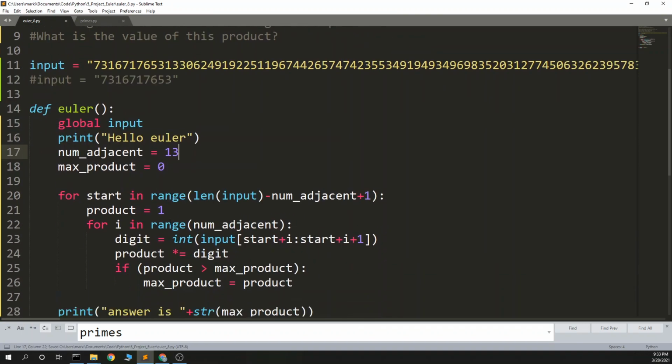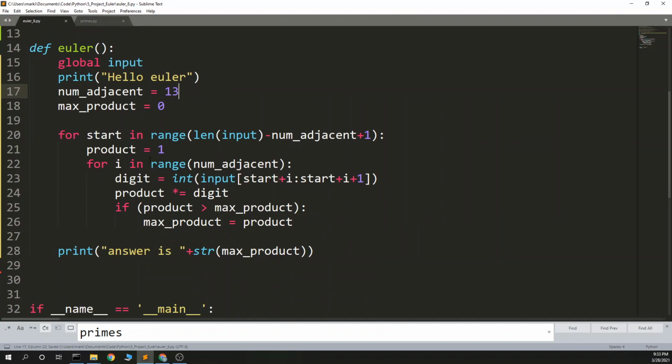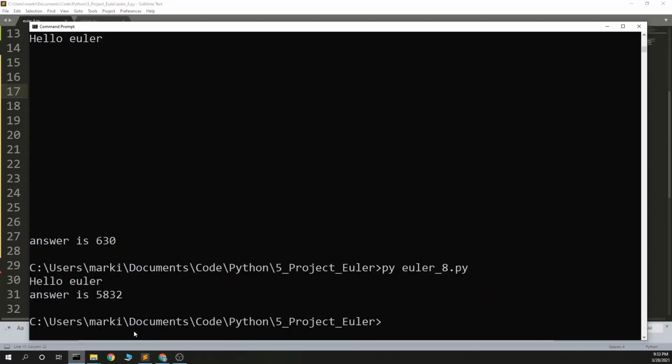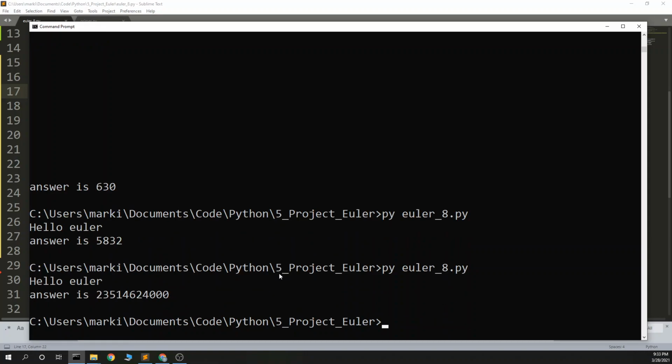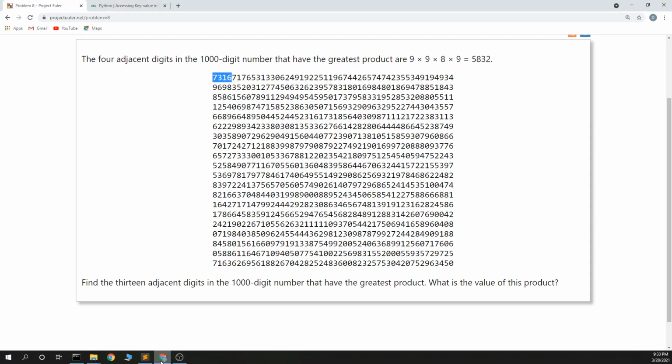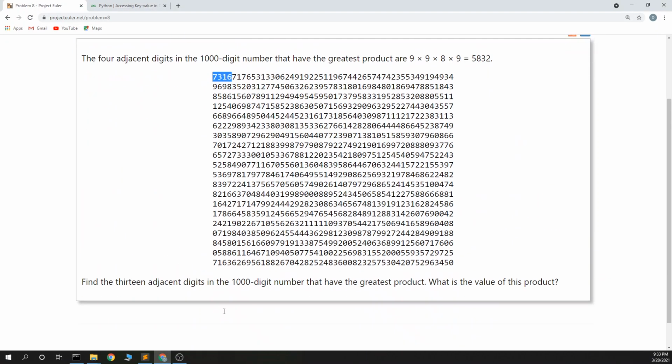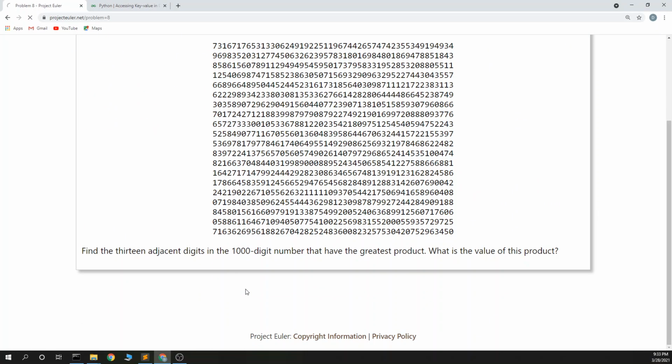So I don't love doing all this recomputation, but it's only 13 times 1,000. So it's not squared. Well, I mean, I guess it's squared, but it should still be reasonably fast. Yeah. So this is what we think the answer is.